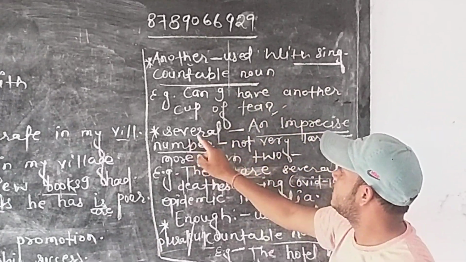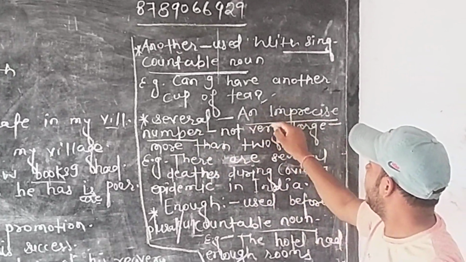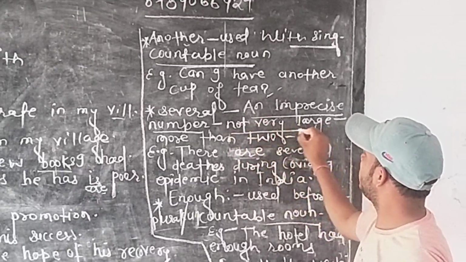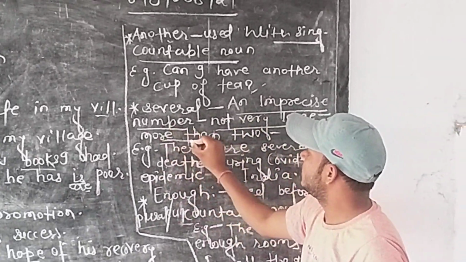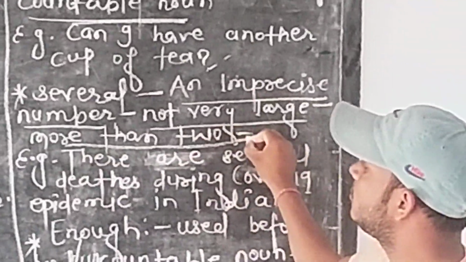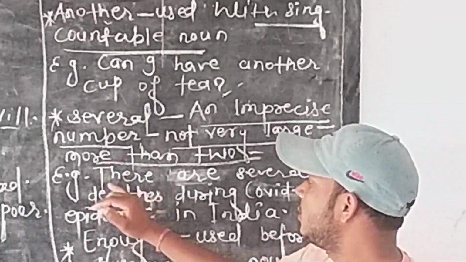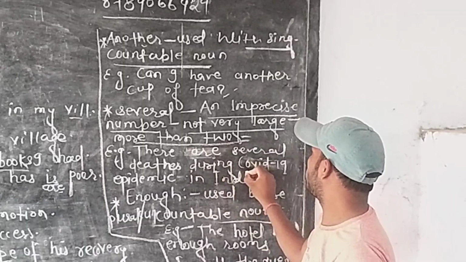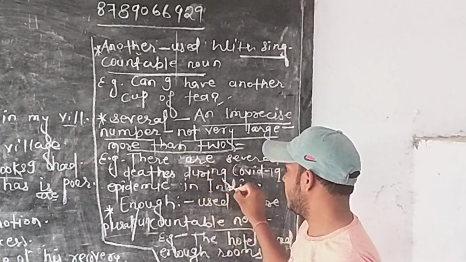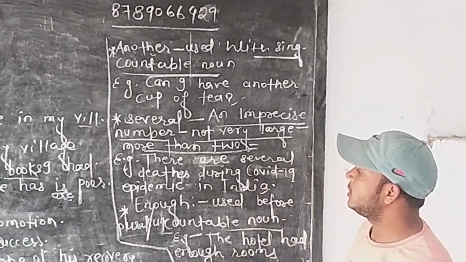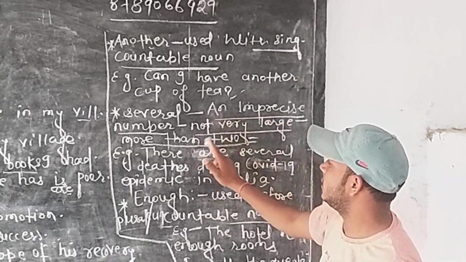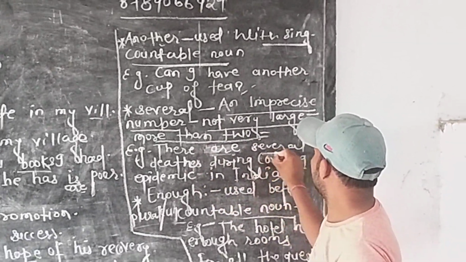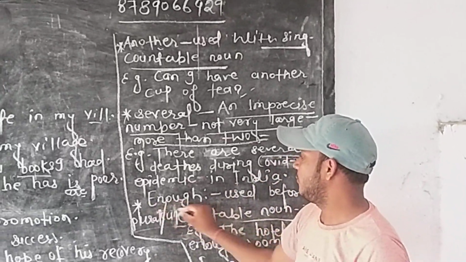Now several is what? This is an indefinite number and not very large. It denotes not very large but more than two. Example: you can say there are several deaths during the COVID-19 epidemic in India. You can see several, but actually not very large but more than two. So here we have to use several.